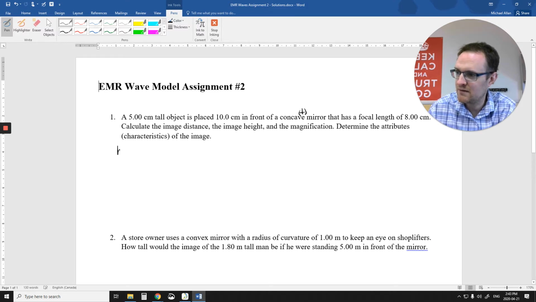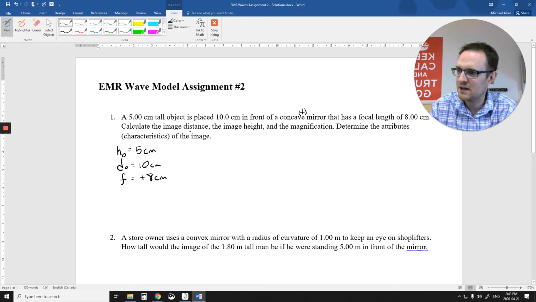So what do we have? So we have the HO. Remember, the HOs are always positive. I'm just going to ignore my sig digs for now. It's placed 10 centimeters in front of a mirror, so that's my DO. We have a concave mirror that has a focal length of 8 centimeters. I'm just going to emphasize that's a positive number.